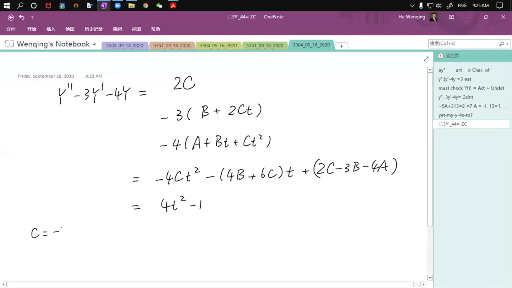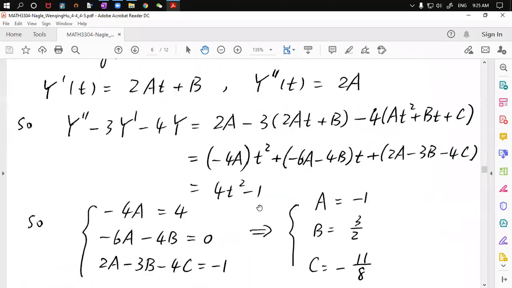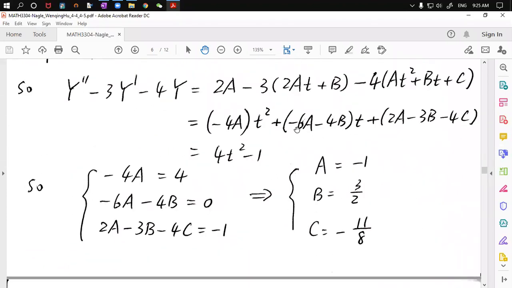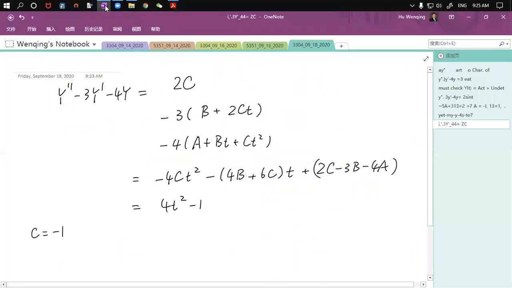At least the c is equal to minus 1. C is already found, right? So c is equal to minus 1, right? So let me double check. Okay, so the ABCs are different from what I have here, but it's completely fine. Okay, so c is equal to minus 1.